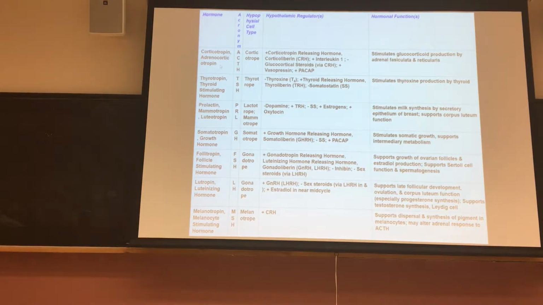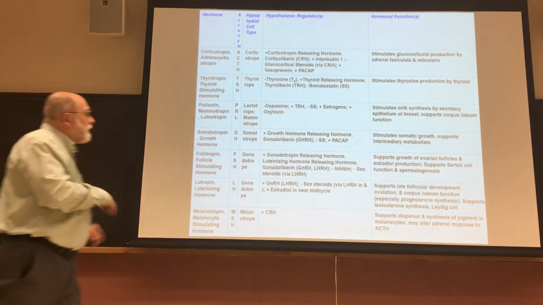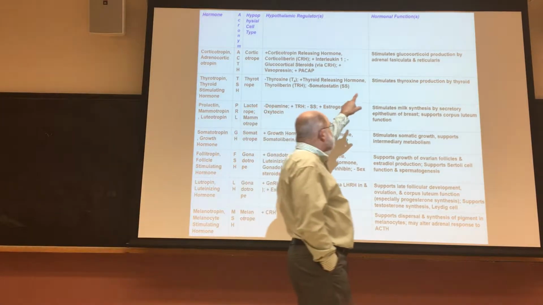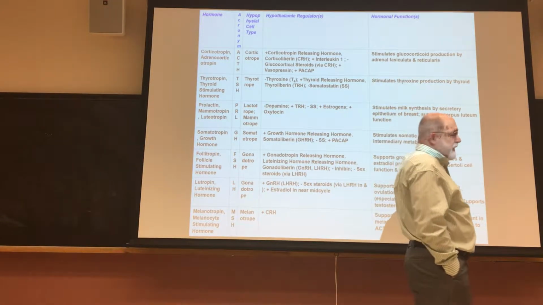ACTH, or adrenocorticotropic hormone, is a product of the corticotrope, which is one of the 5 main cells in the anterior pituitary, and it's involved with control of the adrenal gland, the outside portion of the adrenal gland specifically.